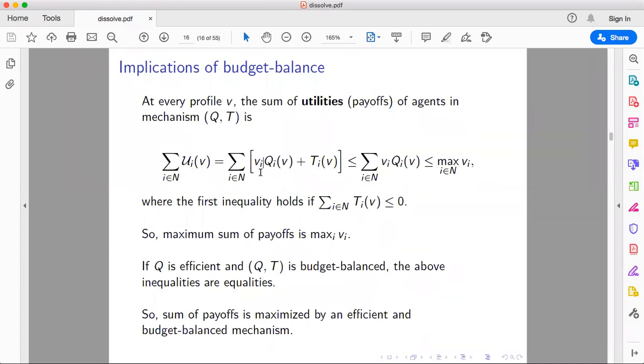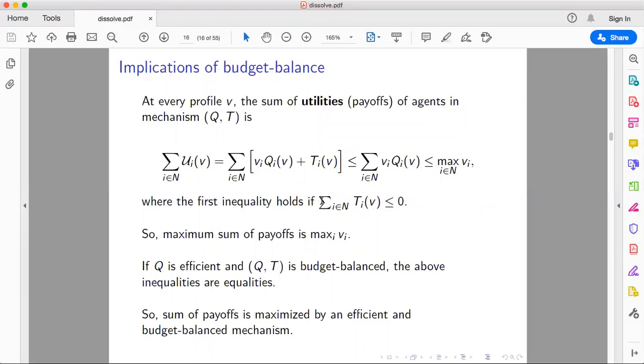Well, he gets v_i q_i(v), so that's his expected value, or the share he's getting from the mechanism times his value v_i. Plus he gets a transfer of t_i(v). So this is his utility, summed across all the agents.